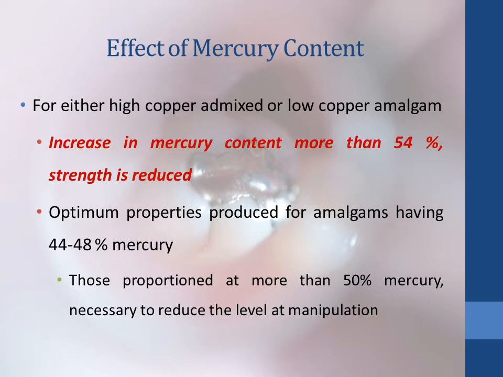For the high copper admix or low copper amalgam, an increase in mercury content of more than 54% has been shown to reduce strength. So optimum properties are produced for amalgam having about 44 to 48% mercury. And proportions of more than 50% mercury are sometimes used to reduce the level of difficulty in manipulation. So this is a very important factor, that the mercury content should not be more than 54%, and ideally 44 to 48%. This produces the best results.